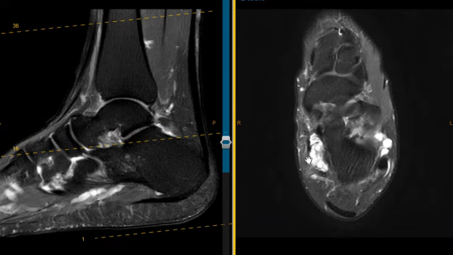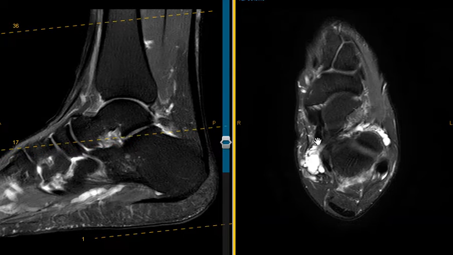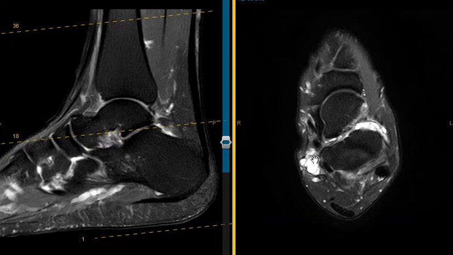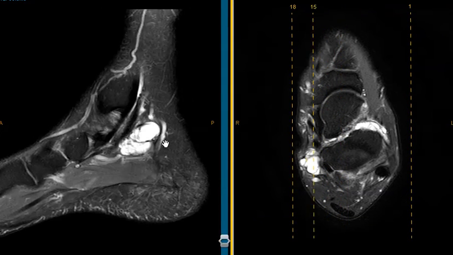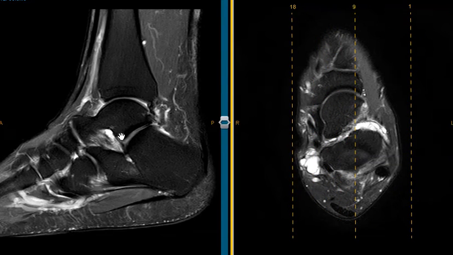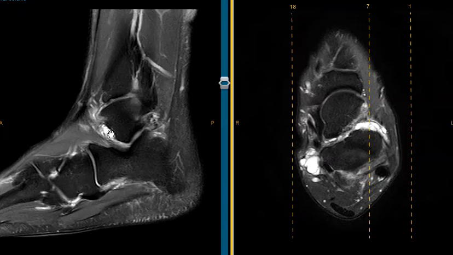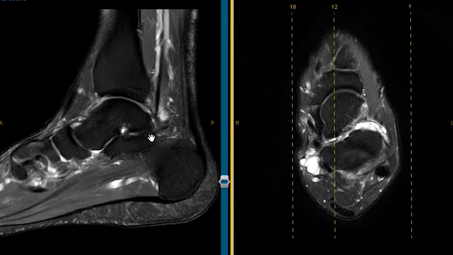So this is again a complex, partially fluid signal intensity structure that goes into the tarsal tunnel. It looks like it goes through the sinus tarsi here, laterally. Now in this side view here, the sagittal view, we see the big medial component here, and this is the sinus tarsi here. It looks like it's in the top of the sinus tarsi, and going through here to the lateral side again. So the question is, well, what is this thing?